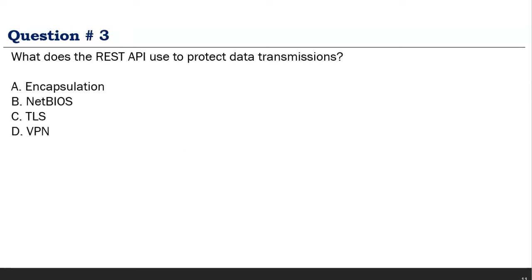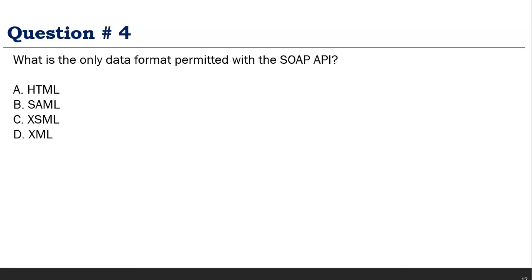What does the REST API use to protect the data transmissions? We have seen that data is transmitted between client and server. REST uses the underlying protocol, that is TLS, to support. So answer will be C. That is straightforward, but if you don't know the concept, you will not be able to give the answer. What is the only data format permitted with the SOAP API? The only data format the SOAP API supports, which we have seen, is XML. It does not support anything apart from XML. Very easy questions. This type of questions you will see in the exam.